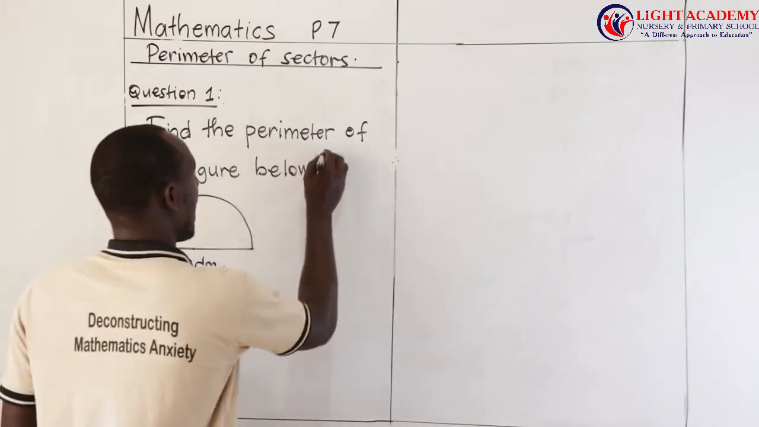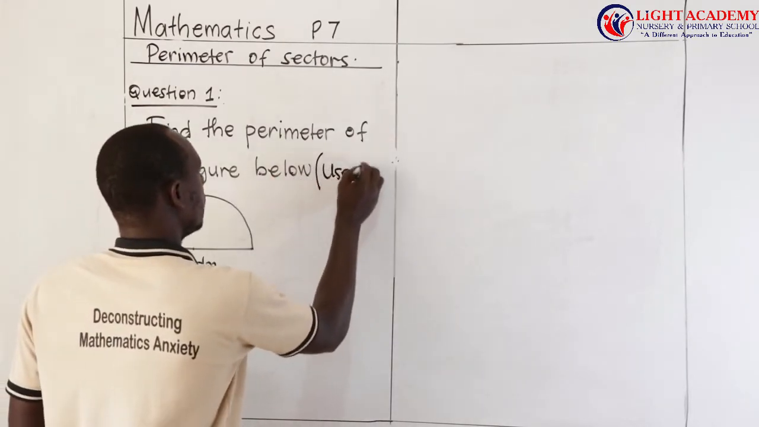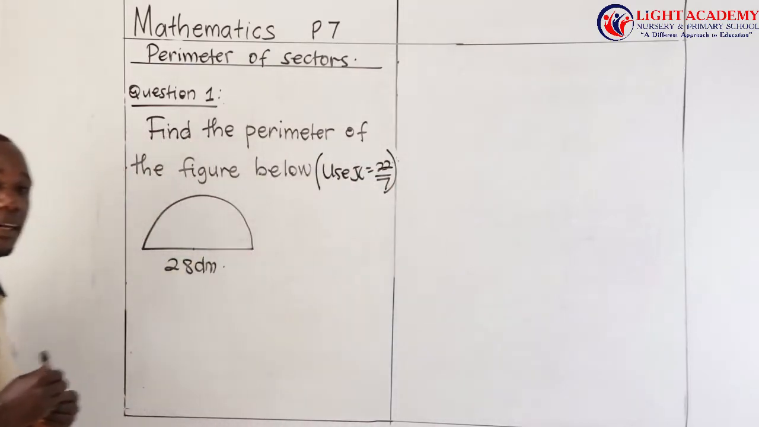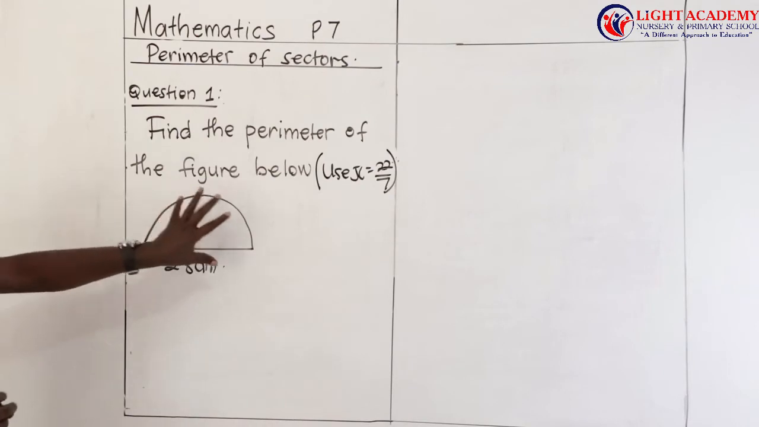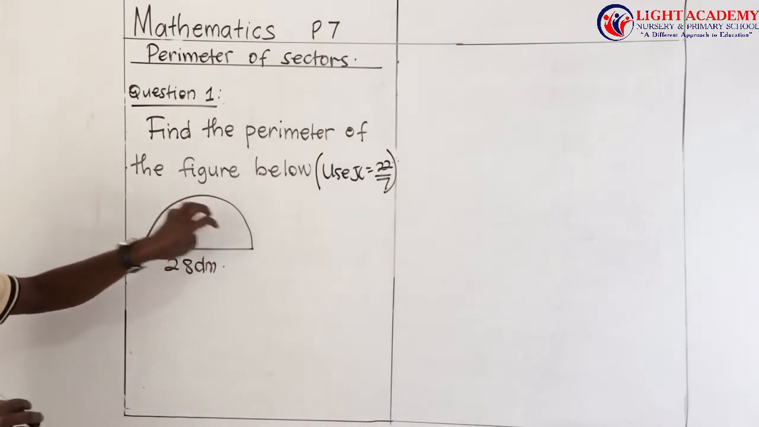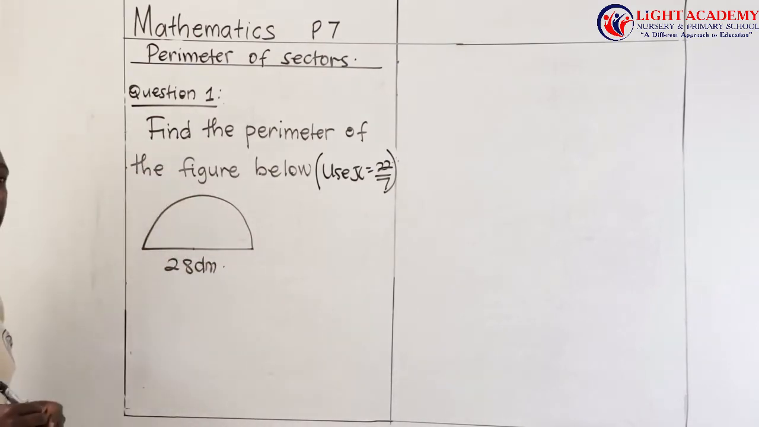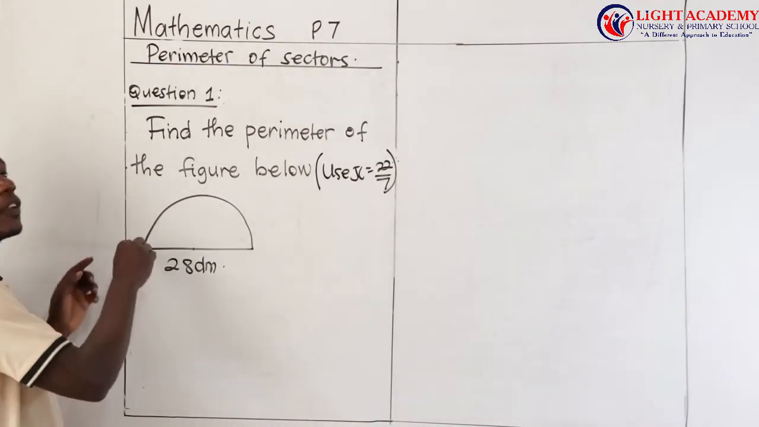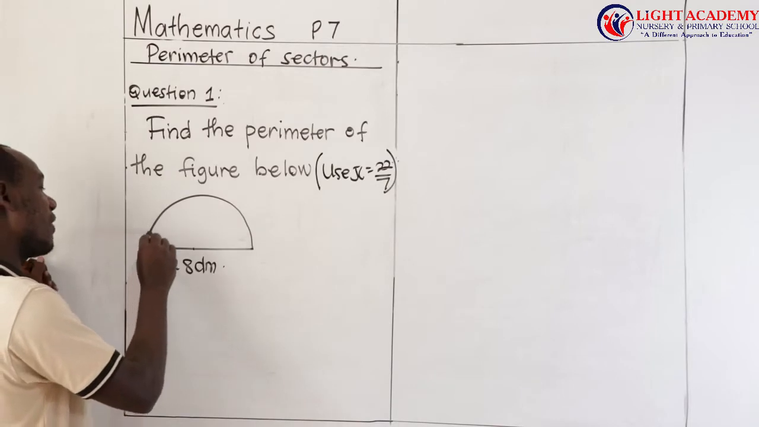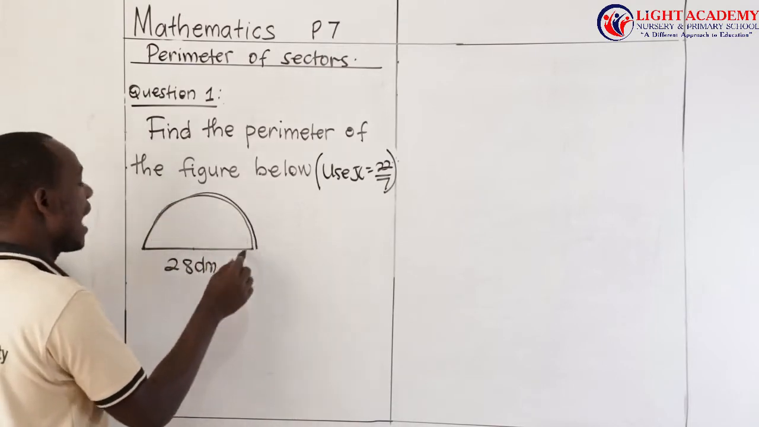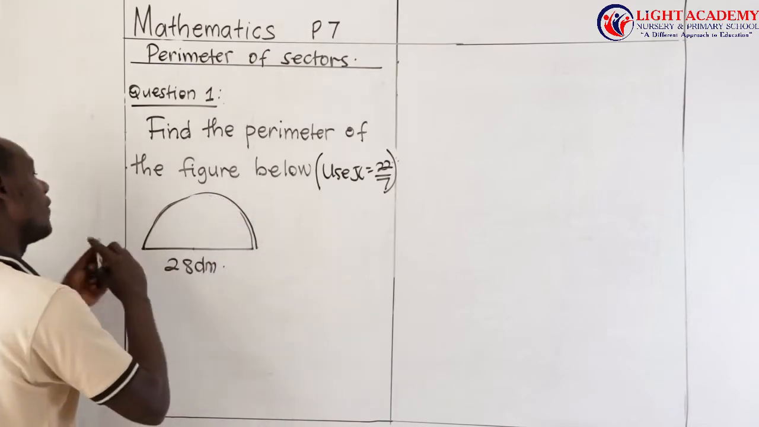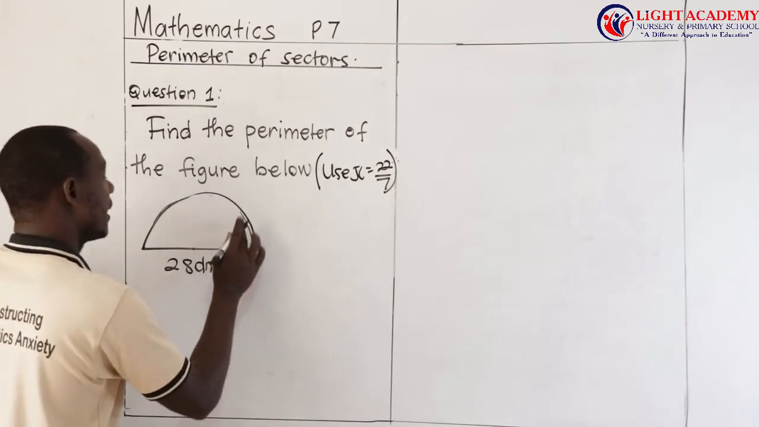Let's use pi equals 22 over 7 because we will be required to use it somewhere. In this case, they want us to find the distance around this figure, which is actually its perimeter. If I start moving from here and move around this figure, I cover this part and then I also cover this part. What I will have covered will be the perimeter.